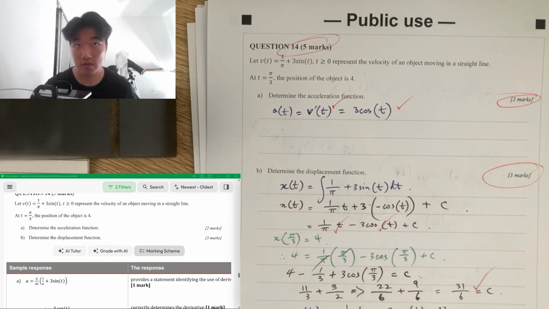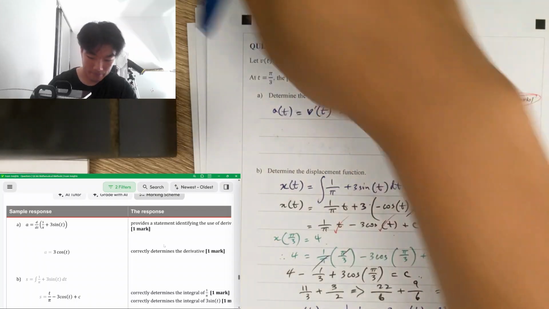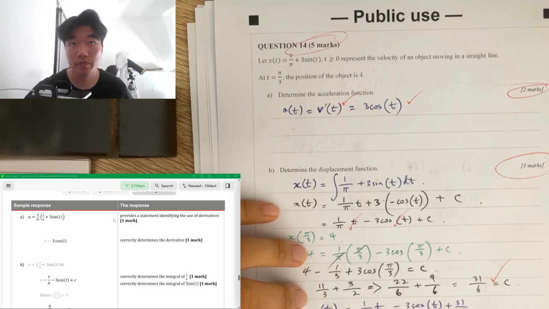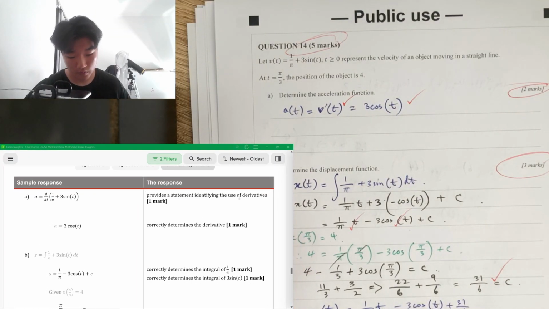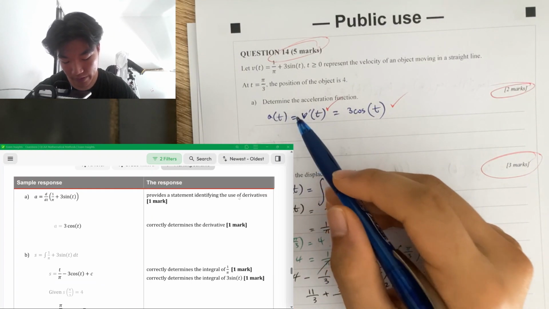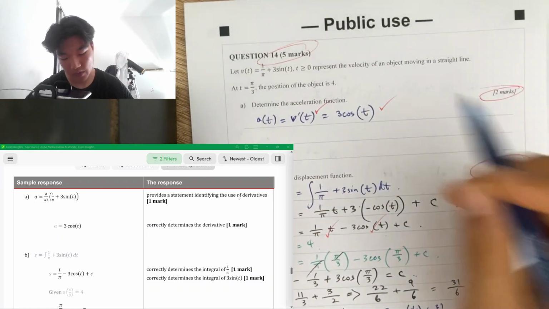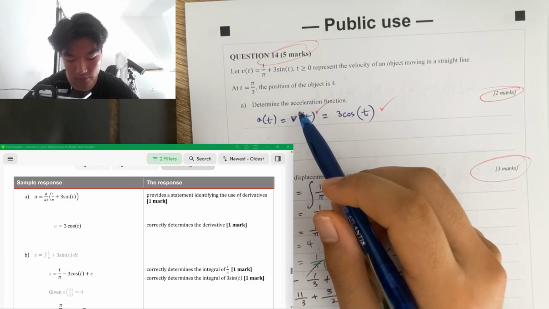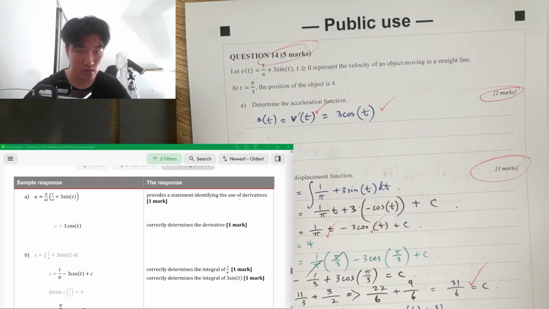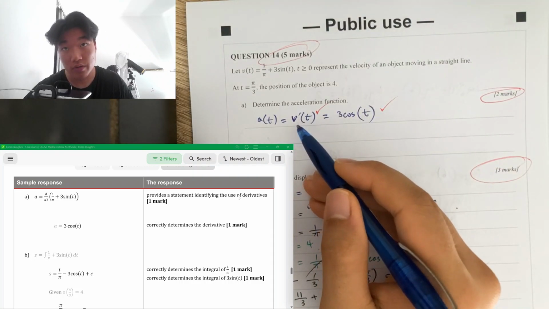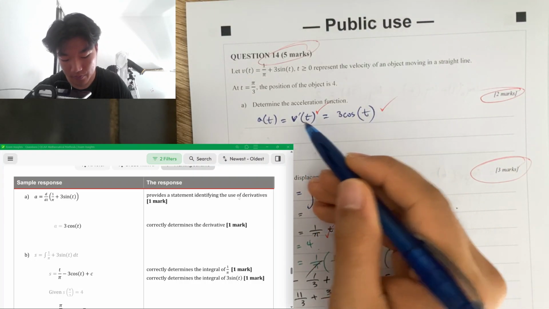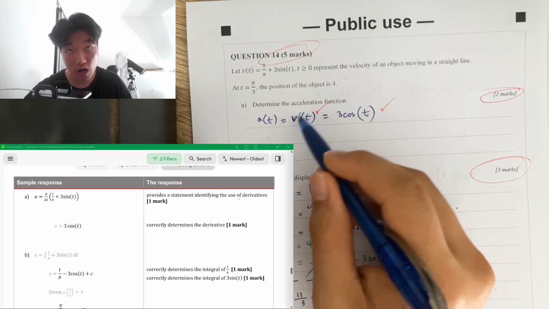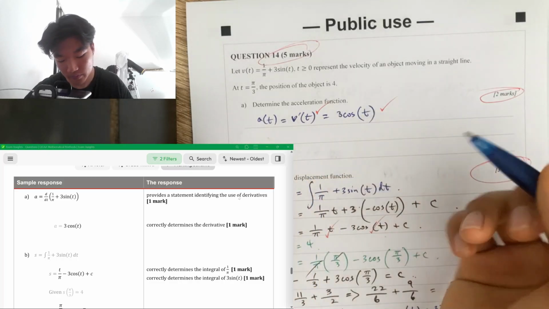Okay, so this is a question where we're involving derivatives and integrating. So we're deriving and integrating. To get acceleration from velocity, we derive velocity because acceleration is the rate of change of velocity. So one mark for actually demonstrating that we have to derive this. This notation does demonstrate that. I did v prime of t. We're getting the derivative of velocity.